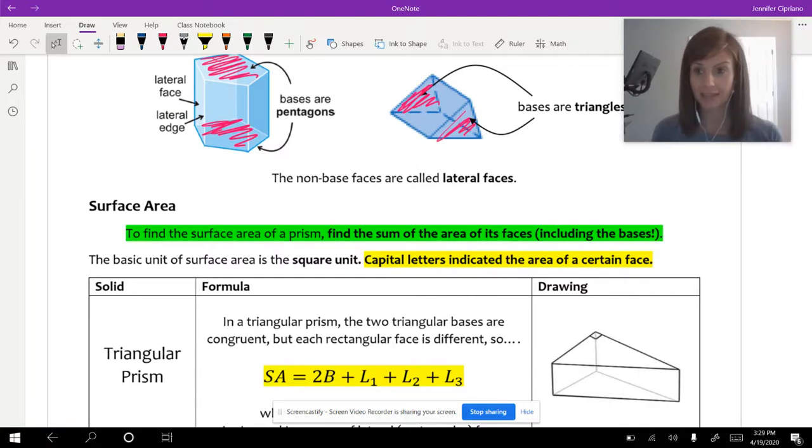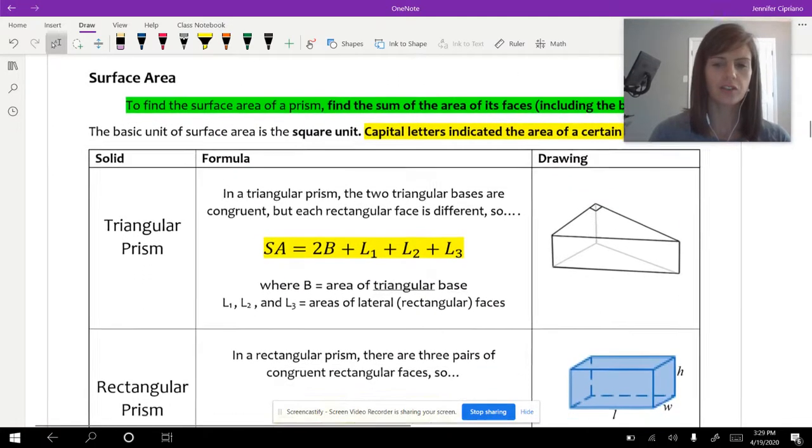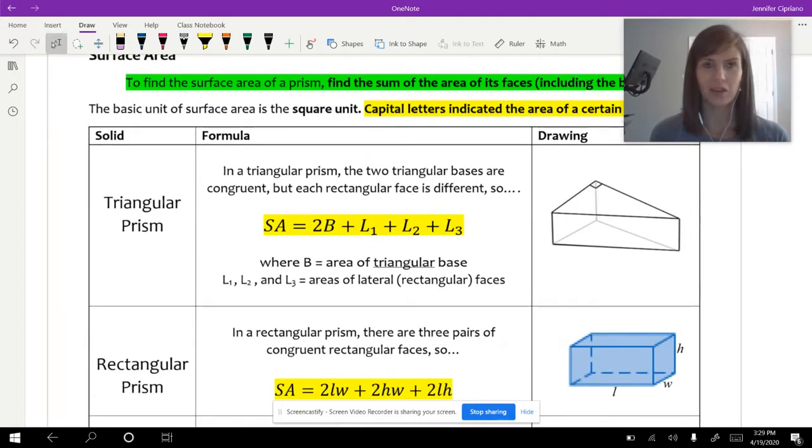So, easy example. This is a box of cake mix. The surface area of this box is just the sum of the area of all 6 of its sides. When we're talking about prisms, we're going to focus on triangular and rectangular prisms. The surface area formulas look a little bit overwhelming, but literally all that the formula is doing is adding up the area of all of the sides of the shape.